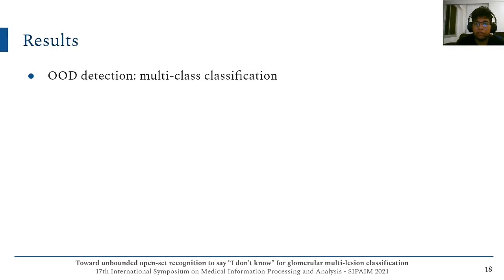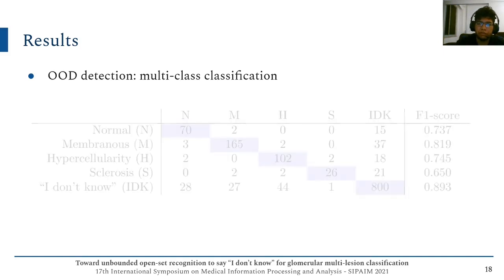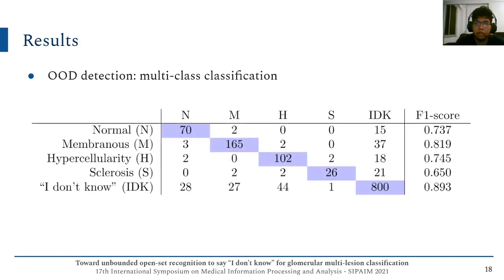Here we consider the scenario of multi-class OOD detection, where the energy scores are used to classify into domain labels or out of distribution. Similar to the previous experiments, glomerular sclerosis had the worst results. Nevertheless, the weighted average F1 score, considering all classes, was 0.85, which is a promising result.